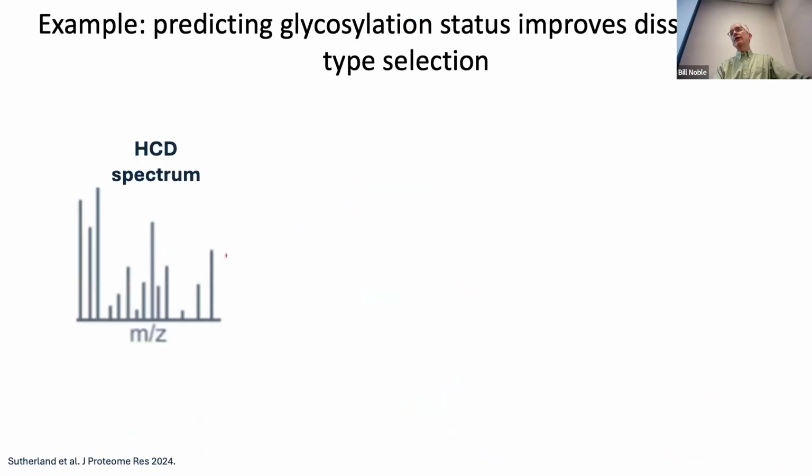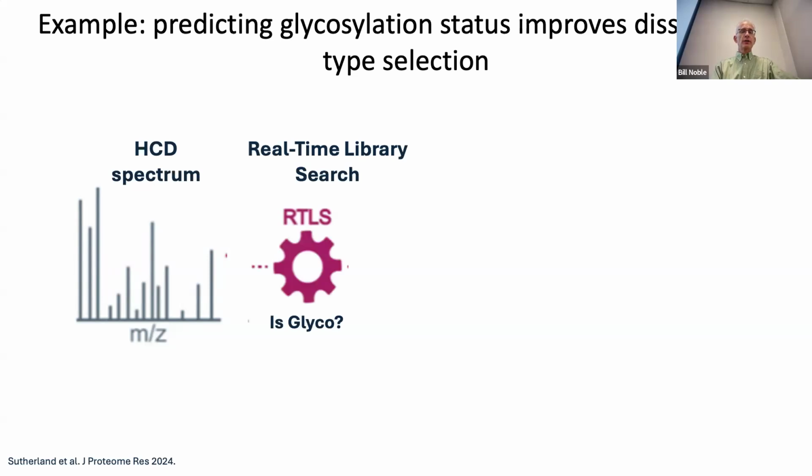So the motivating example is going to come from Nick Riley's lab, where they study a particular kind of post-translational modification known as glycosylation. Imagine that you have a particular spectrum. It was generated using something called HCD, which is high collision dissociation.